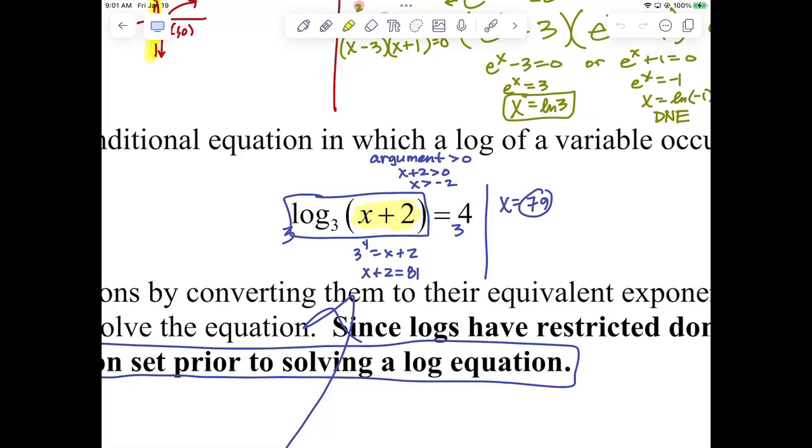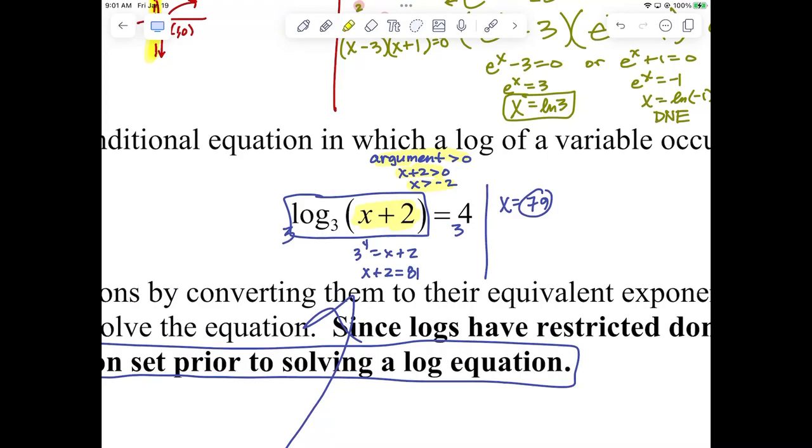Remember, unlike exponentials normally, they have a domain. The log equations have a domain. We can only take logs, as we saw in the warm-up, of what types of numbers? Positive numbers. So you have two options here. You can either find the domain of the log equation before you start, which we did up here. X has to be greater than -2, and then you compare your answer to that domain.